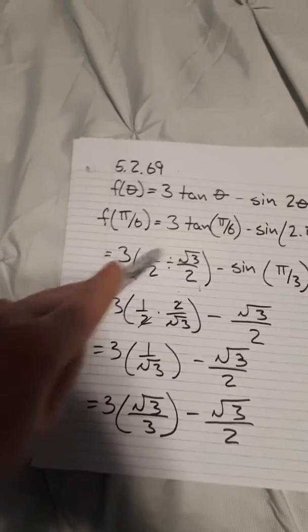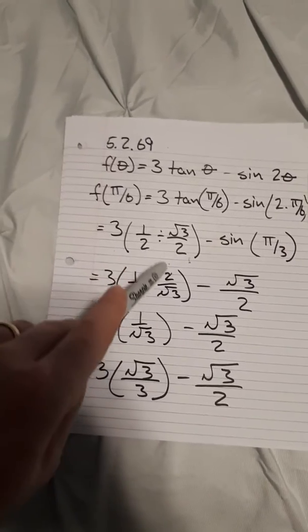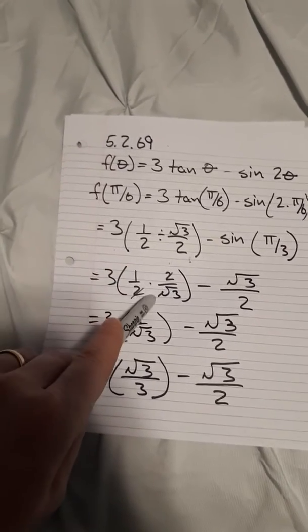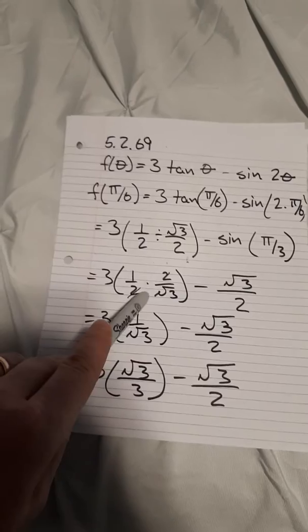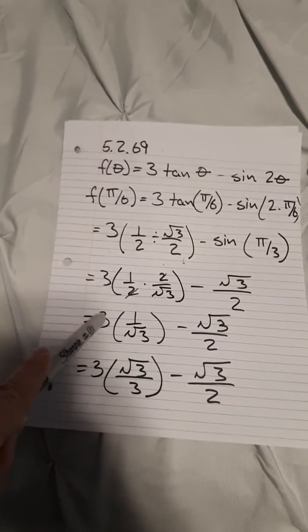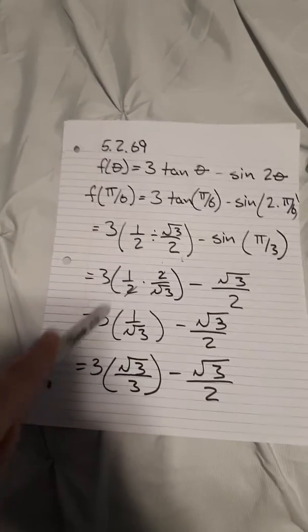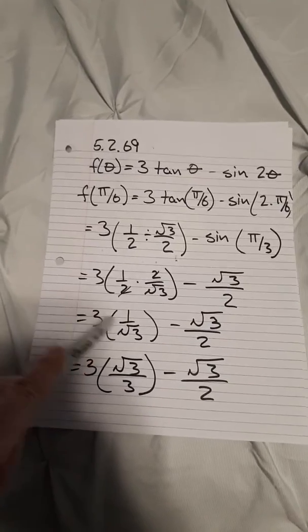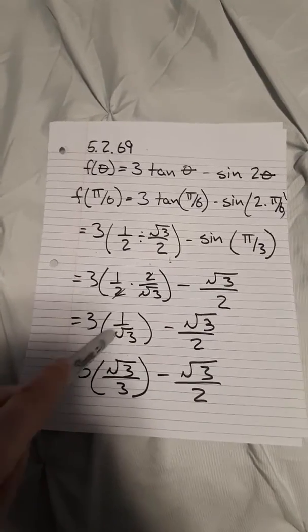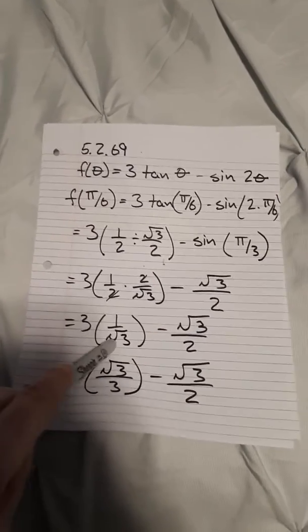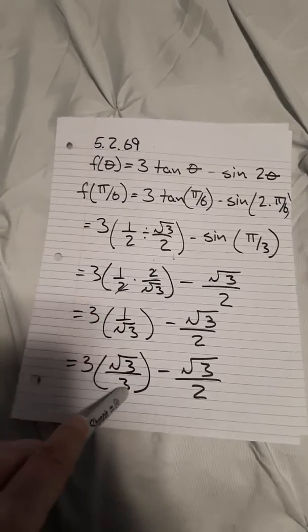But the big trick here, over here, we're going to change the sign from division to multiplication. I'm going to flip the second fraction. I can cancel my 2's, and I'm left with 3 times 1 over root 3. Now, you might be tempted to multiply this out, but don't, because at this point we have an irrational number. So we should really take a minute and rationalize that.